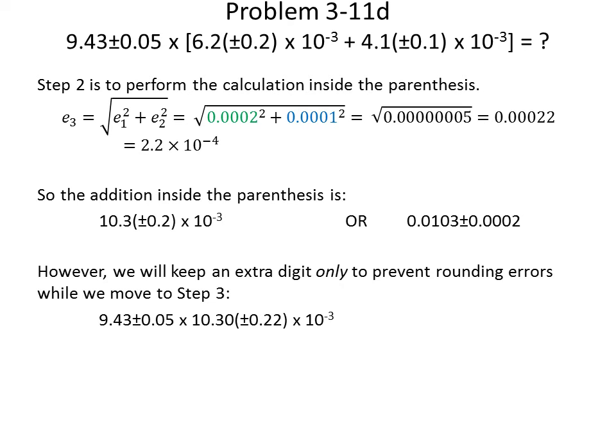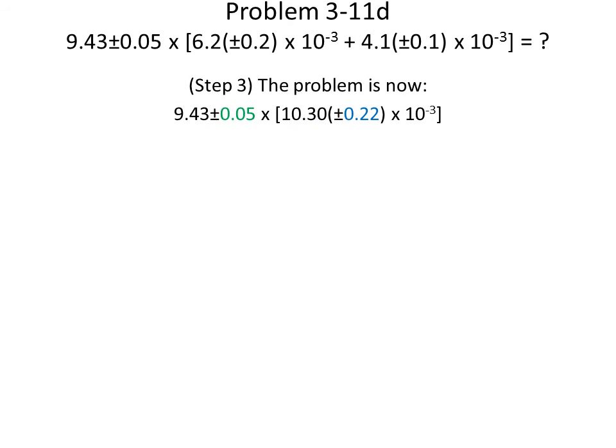Therefore, step 3 will be to calculate the product 9.43 plus or minus 0.05 and 10.30 plus or minus 0.22 times 10 to the negative 3. We can rewrite the problem, as shown here, with the extra parentheses added to show that the 10.30 plus or minus 0.22 is all that is multiplied by 10 to the negative 3. The 9.43 plus or minus 0.05 is not to the power 10 to the negative 3.